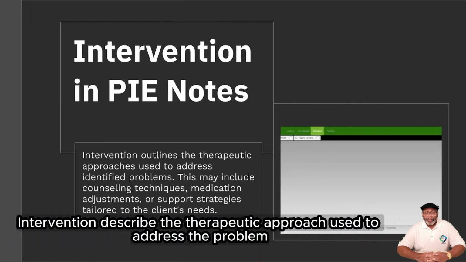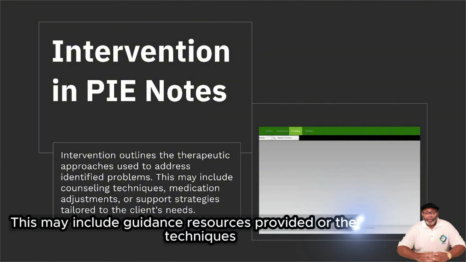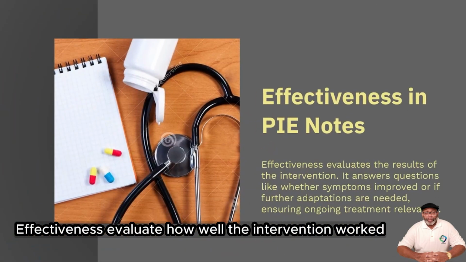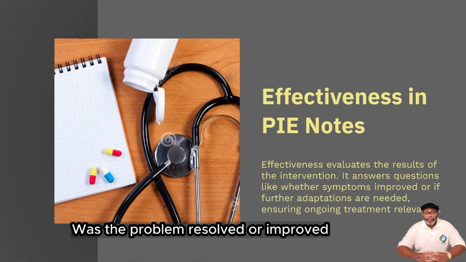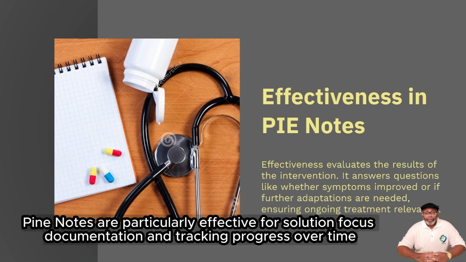Intervention: describe the therapeutic approach used to address the problem. This may include guidance, resources provided, or therapy techniques. Effectiveness: evaluate how well the intervention worked. Was the problem resolved or improved? What is the next step? PI notes are particularly effective for solution-focused documentation and tracking progress over time.